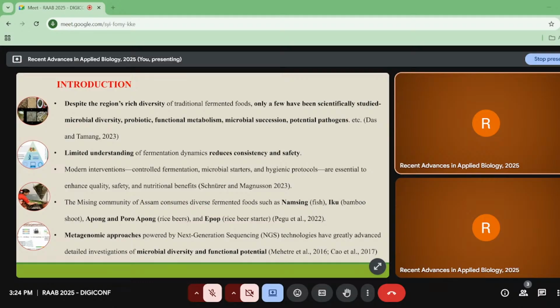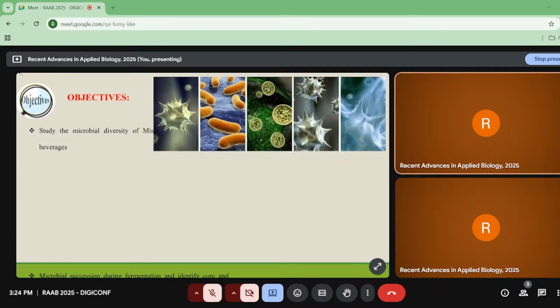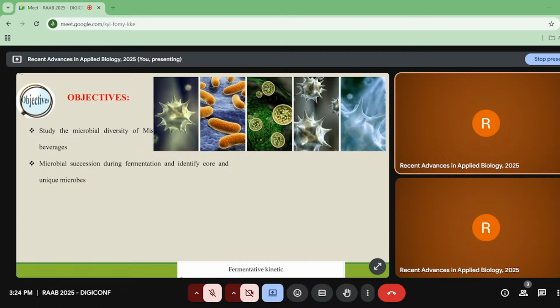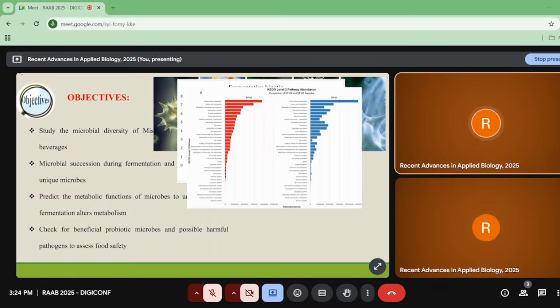This will be done by a metagenomic approach using NGS technology, which will give us all the microbial diversity and its functional potential. Our objective is to see the microbial diversity of the fermented beverages, to check the microbial succession and how the microbial dynamics change. Next, to predict the metabolic function, what metabolites they are producing in due time. And to check the beneficial aspects, like the numbers of probiotics and harmful pathogens, how they increase and how they came.